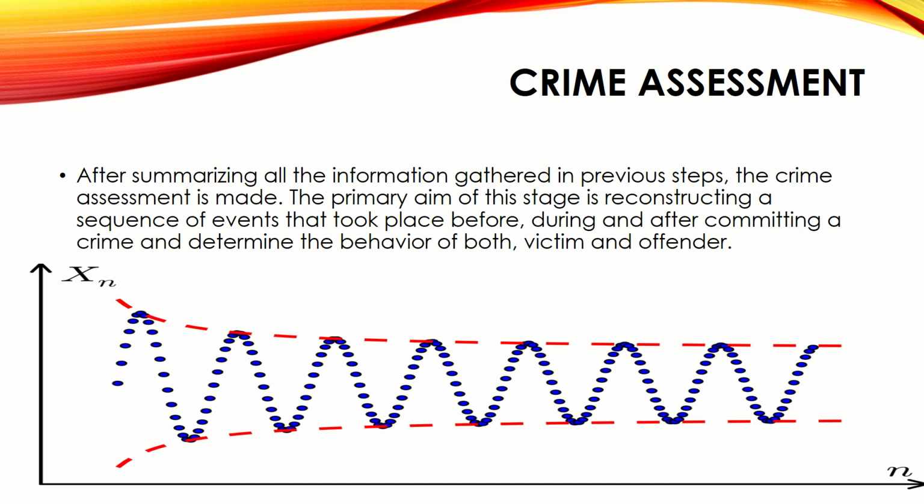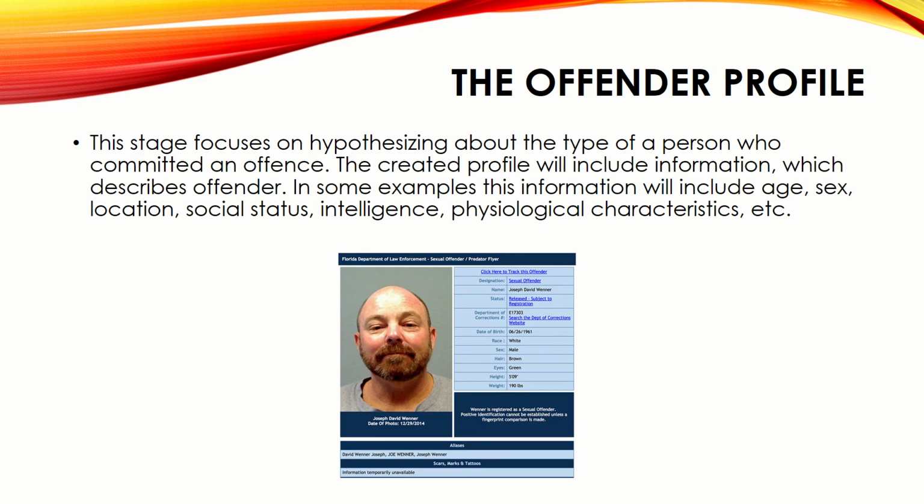The next part is crime assessment. Crime assessment is made after summarising all the information that you found in the previous steps. The primary aim of this stage is reconstructing a sequence of events that took place before, during, and after committing a crime, and determining the behaviour of both victim and offender. So trying to find out basically the reason for the crime, and assuming what the sequence of events may have been.